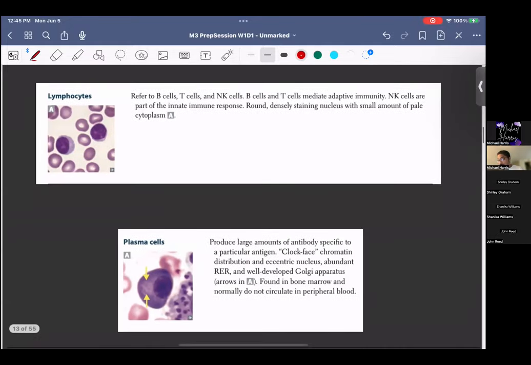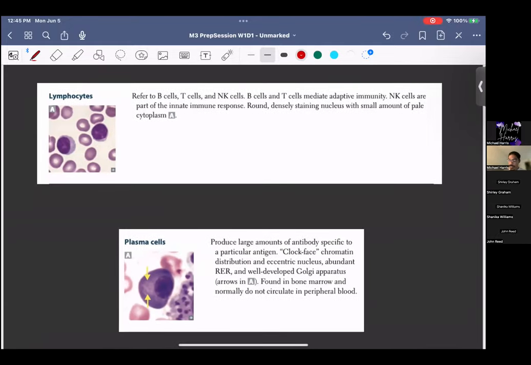So now, lymphocytes. You have to know how to identify lymphocytes. Lymphocytes are these guys here. These are your lymphocytes, right? And these lymphocytes are broken up into different types: T cells, B cells, as well as natural killer cells.